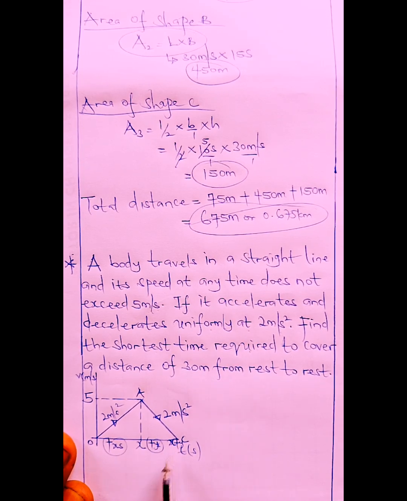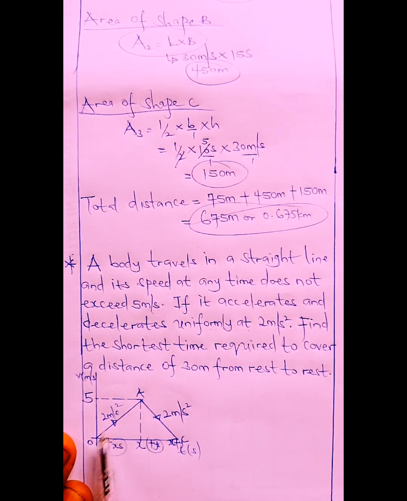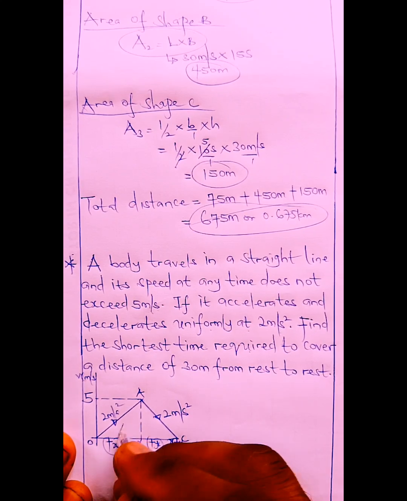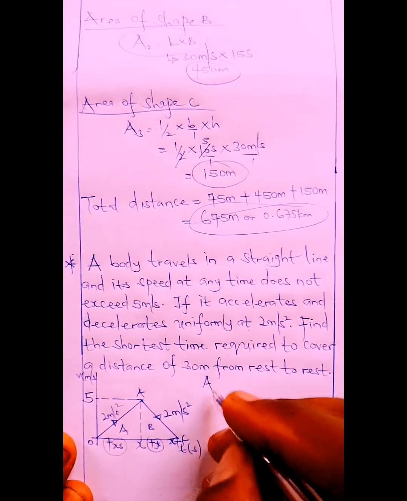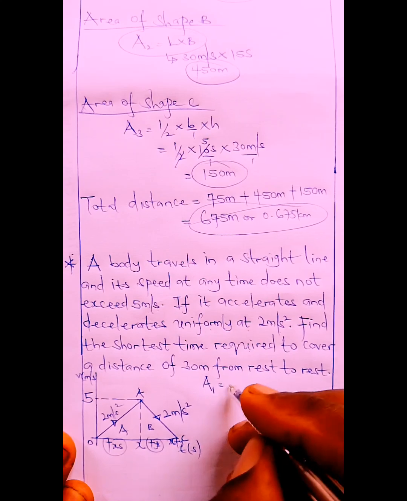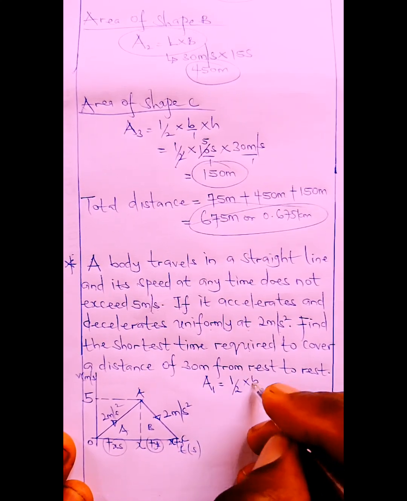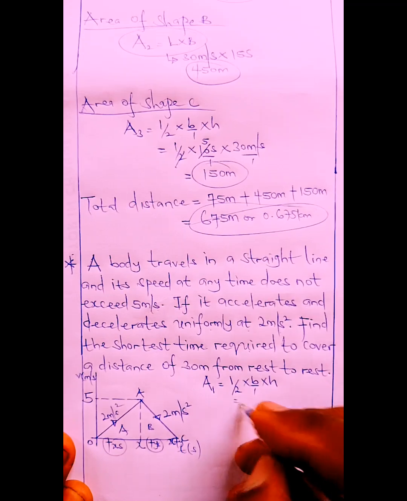So we're not told the time, but we're asked to get the shortest time that is required to cover a distance of 30 meter from rest here to another rest here. So it's very simple. We have two shapes right here, shape A and shape B, and they are both triangles. So the area of the first shape, which is shape A, is half times base times height. So that's 1/2.